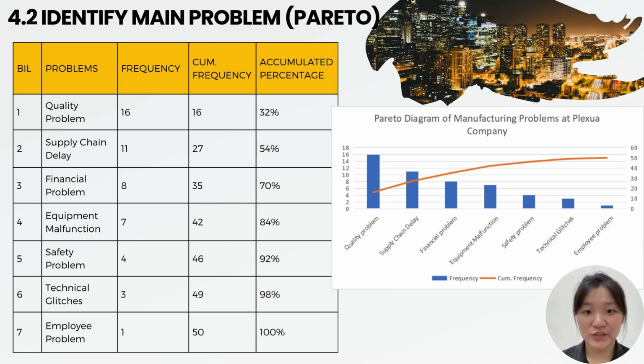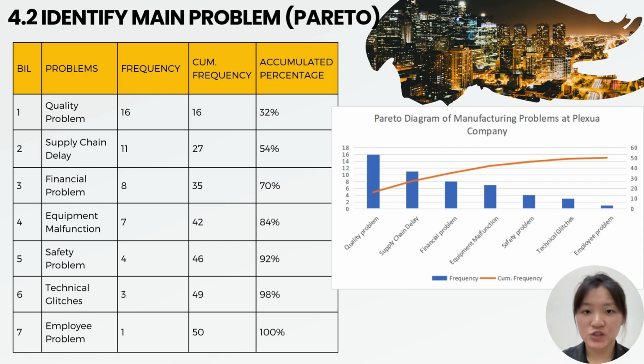Followed by the problem of supply chain delay, which comprised 22% of the problems. Supply chain delay issues included delays due to supplier issues, logistic challenges, or material shortage, which will impact the seamless flow of components needed for manufacturing courses, causing the production schedule to be slowed down.